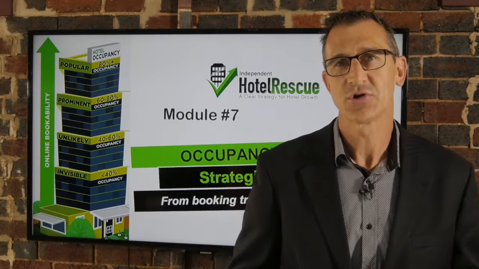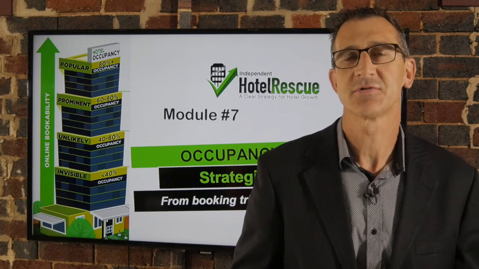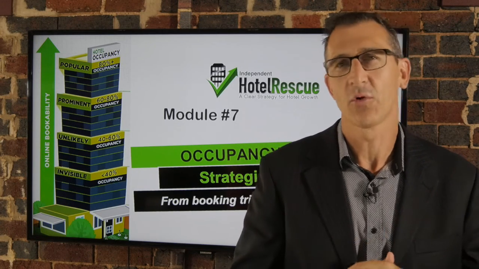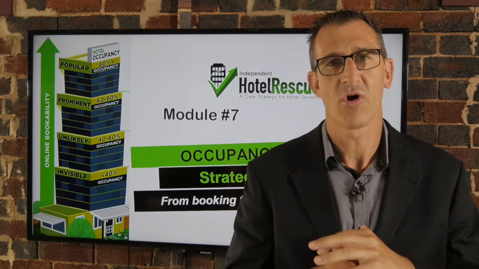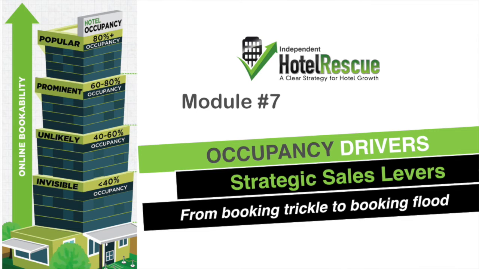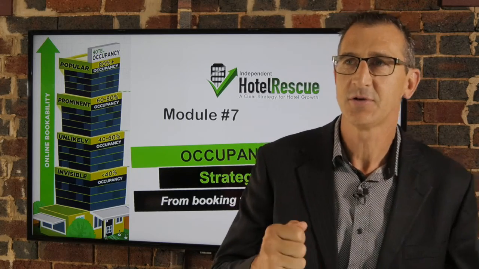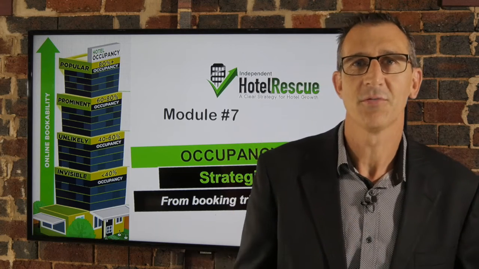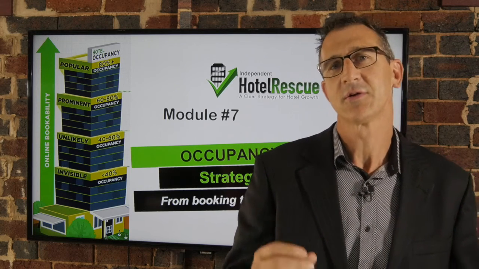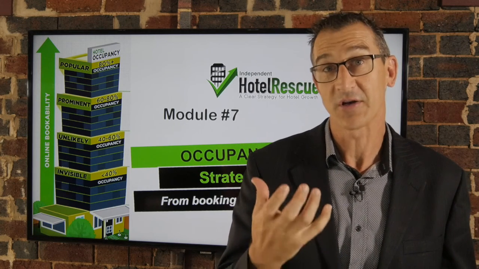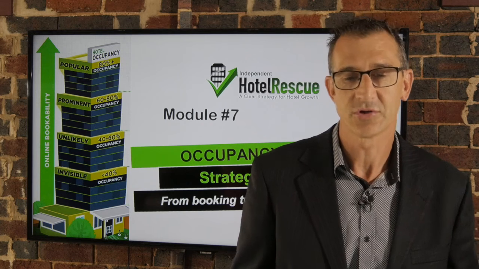You've made it to the third stage in this three-step system, which is Module 7, all around occupancy drivers. These are the strategic sales levers that you can use to take yourself from having a booking trickle to a booking flood. And I need to share with you my own personal experiences because it's in this sales environment that I actually began my journey in the hotel industry.